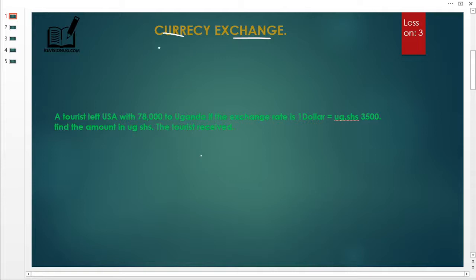We are going to look at currency exchange. So under this topic, we are going to look at conversion. Currency exchange involves the conversion of a country's currency in terms of other countries' currency. For example, we are going to look at different countries with different currencies.